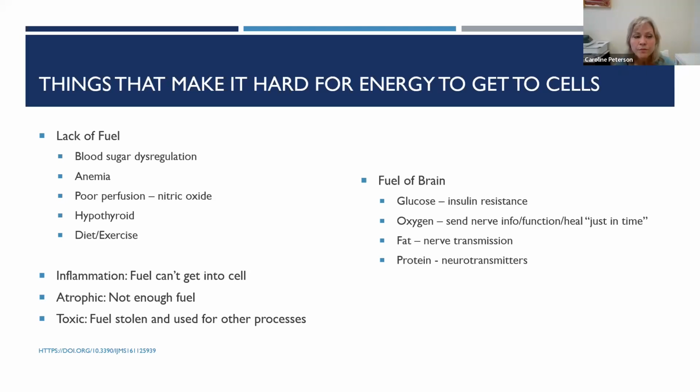We can have lack of fuel if we have blood sugar dysregulation, it could be high or low. If we have anemia, so we talked about the sickle cell anemia, misfolding of the hemoglobin before. We could also have anemia because we don't have enough B vitamins or enough iron, the cofactors for making the neurotransmitters. We can also have a lack of fuel. Well, like we talked before, you don't get oxygen, you got poor perfusion, low nitric oxide for dilating the blood vessels.